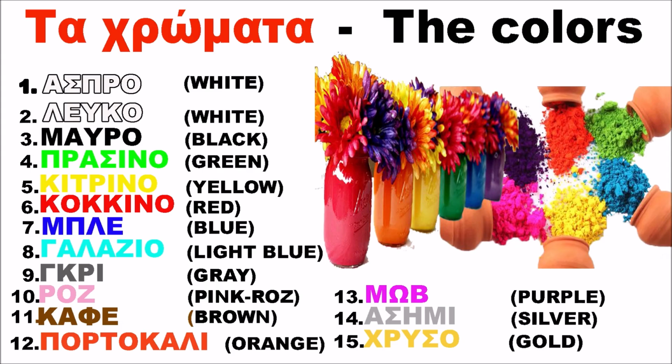1. Άσπρο, white. But you can also say λευκό, white. 3. Μαύρο, black. 4. Πράσινο, green. 5. Κίτρινο, yellow. 6. Κόκκινο, red. 7. Μπλε, blue.